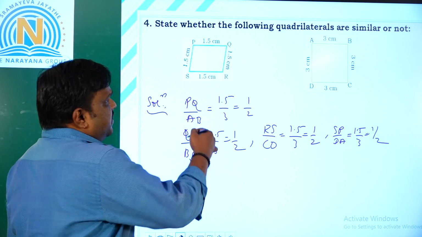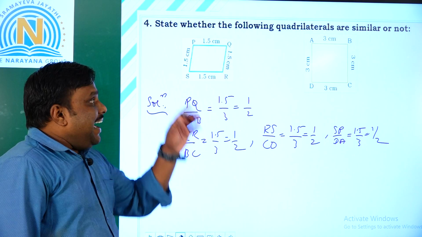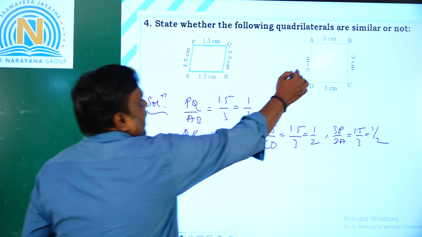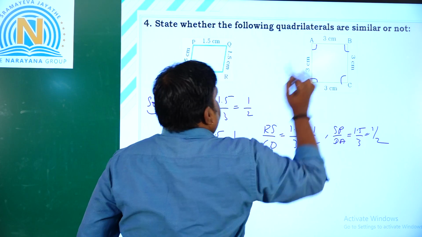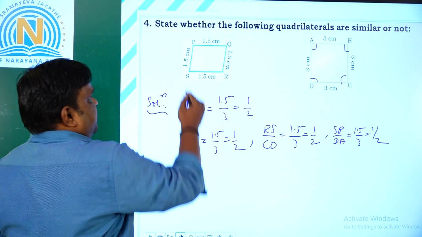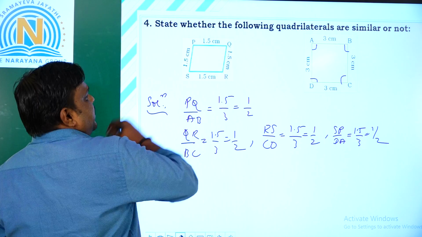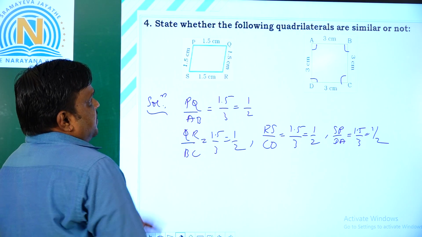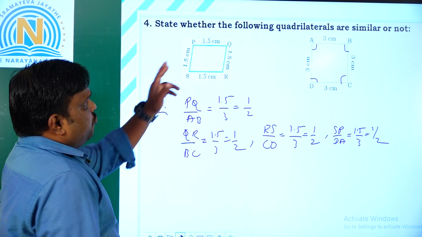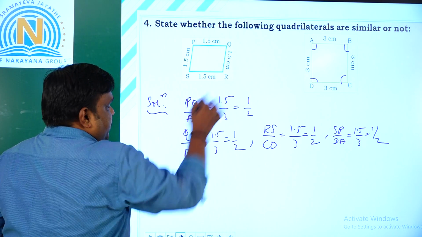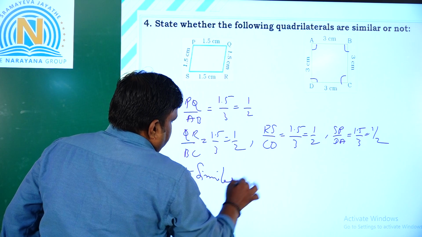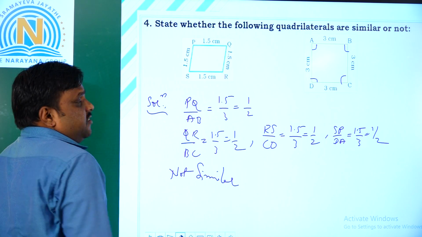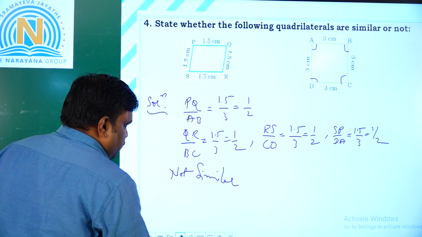The ratios of the sides are equal, but the angles are not equal. Here the angles are 90 degrees each, since this is a square. And since this is a rhombus, the angles are not 90 degrees. Since the angles are not equal, those two figures are not similar to each other. This is question number 4. Coming to the next question.